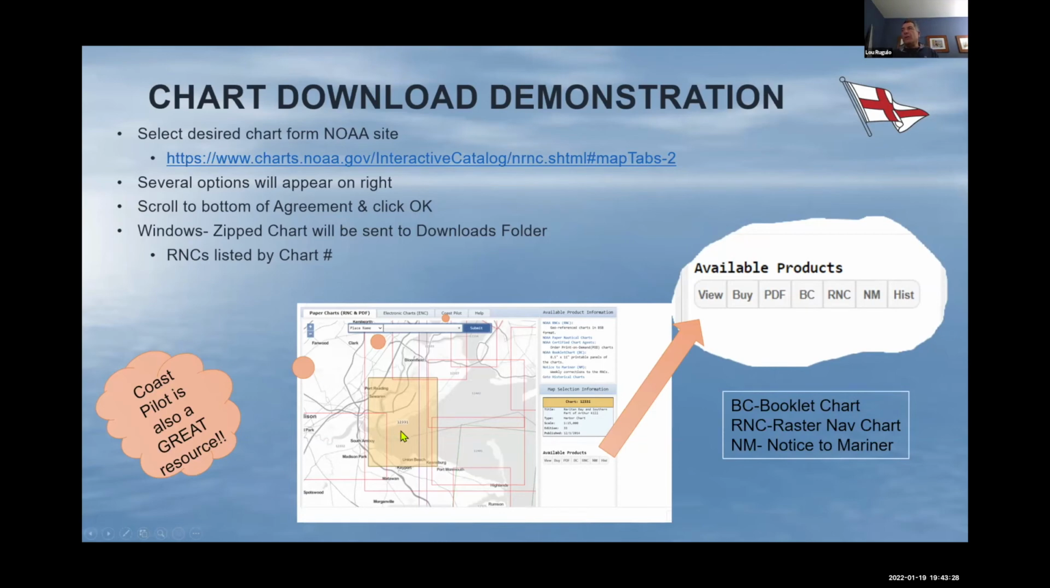So you'll see 12331 is the chart that I have highlighted there, and that's the chart number. So what you're going to see is when you highlight a chart that you want to download, you're going to see the chart number here. I wish I had my cursor.